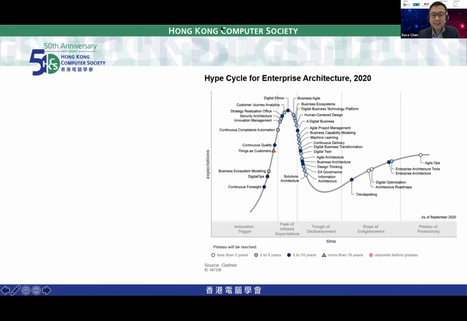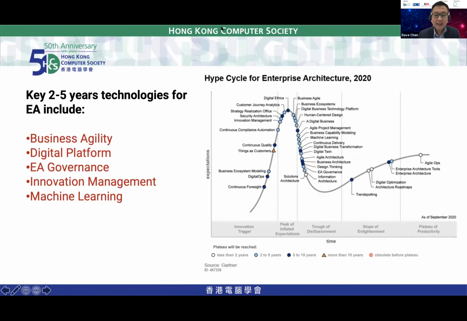Here's the Gartner latest 2020 EA hype cycle. I believe most of you will know about hype cycle, that is highlighting the expectations of EA should be delivered. We could see that the key 2 to 5 years technologies for EA include the business agility, that is realize the value in the shortest time available, digital platform, a platform for combining of digital technologies, EA governance, providing a set of baseline artifacts, innovation management, how do we disrupt with the emerging technologies, and finally the machine learning, that is AI. So Gartner also said that EA would be positioned as a gateway to digital transformation.